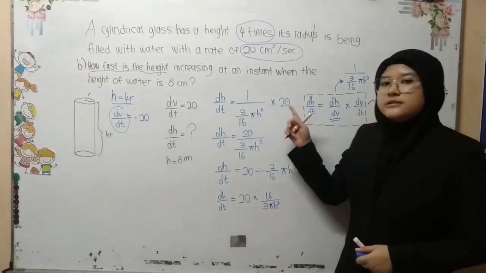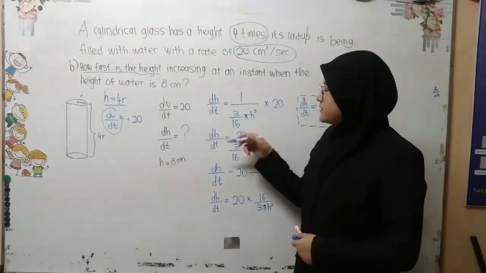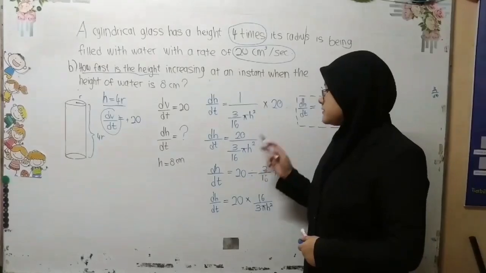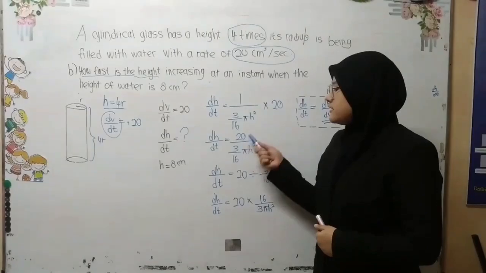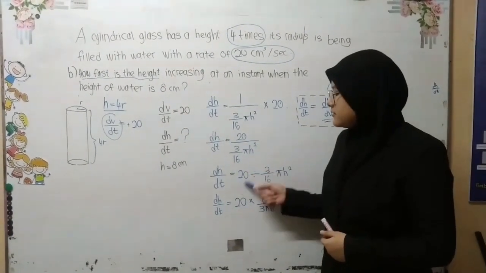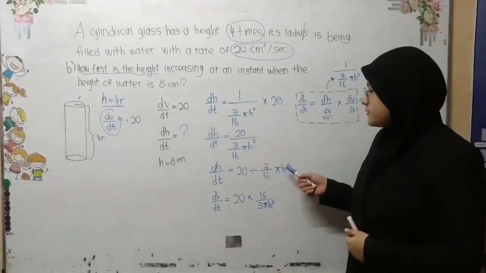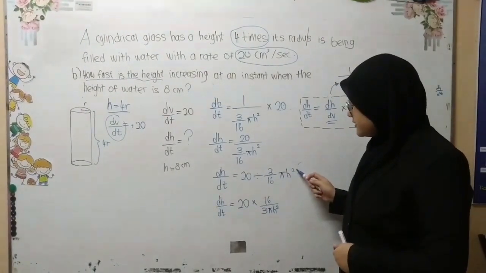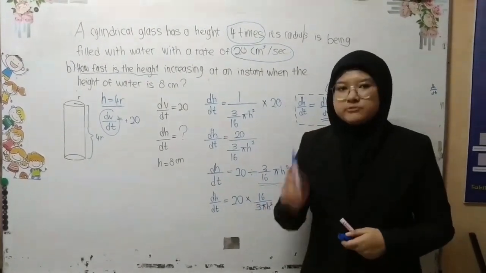And this 20 is the value of dV/dt. 20 times 1, we get 20 over 3/16 times π times h squared. Then we need to change the position to make sure this is in the form of multiplication. So 20 divided by 3/16 π h squared becomes 20 times 16 over 3 times π times h squared.